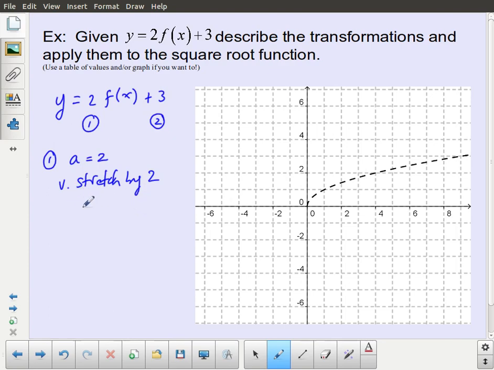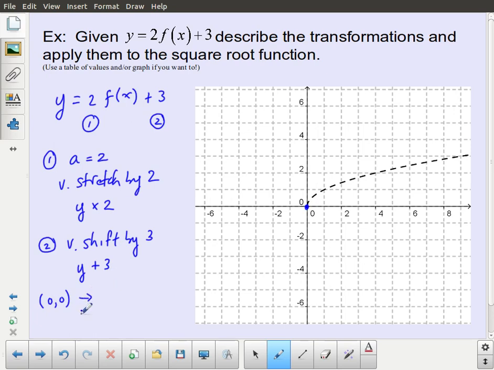That means I'm going to take all of my y coordinates and multiply them by 2. And then my second transformation is also vertical, but this one's going to be a vertical shift by 3, and I'm going to take all of my y coordinates and add 3 to them. And I need to do these in order. So first I'm going to multiply by 2, then I'm going to add 3. So let's go ahead and start here. Let's start with the point 0, 0.